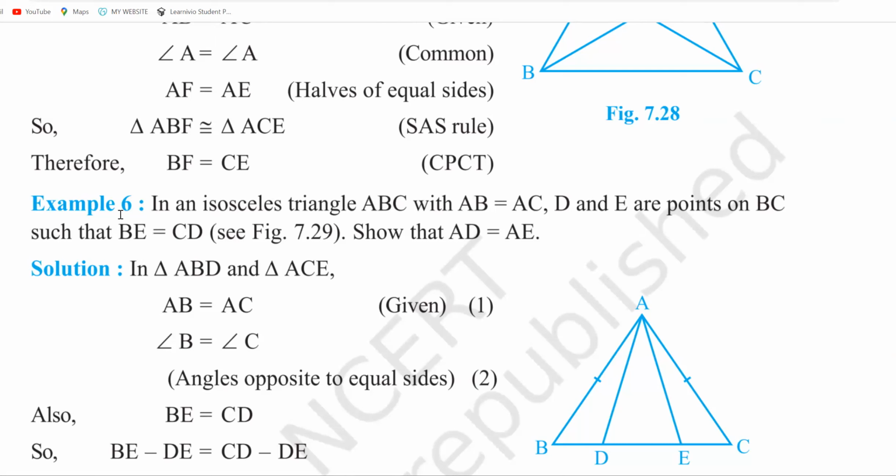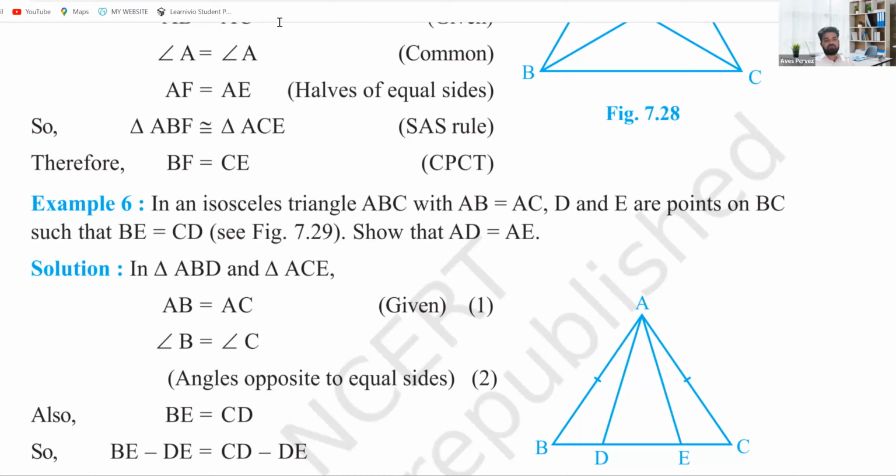Done. So, should I write the solution too? No. Just write the questions only. Sir, I'm done. Done? Okay.